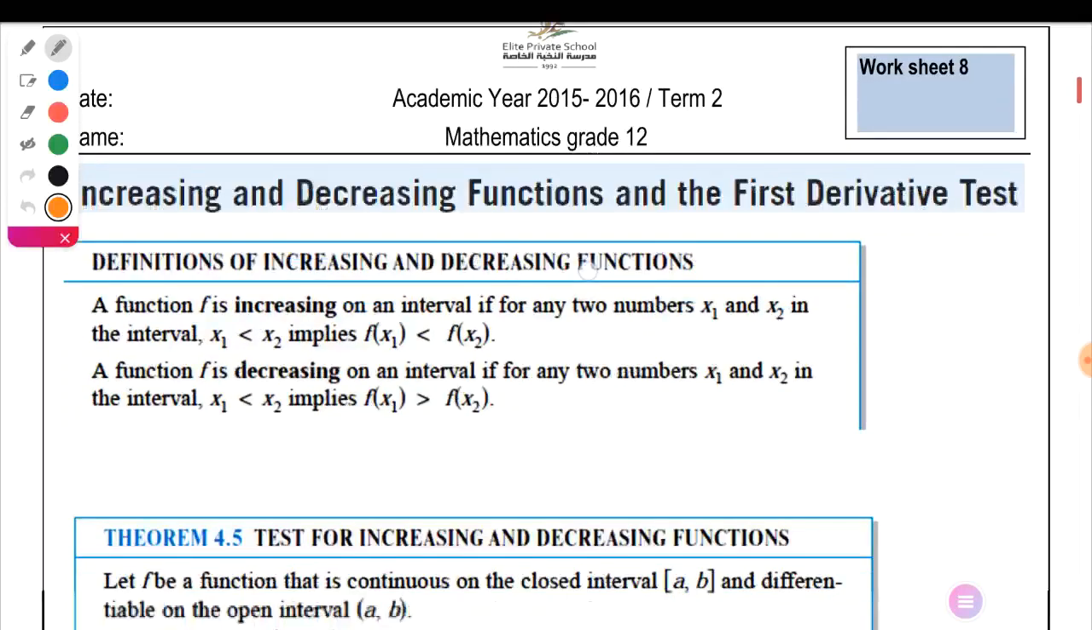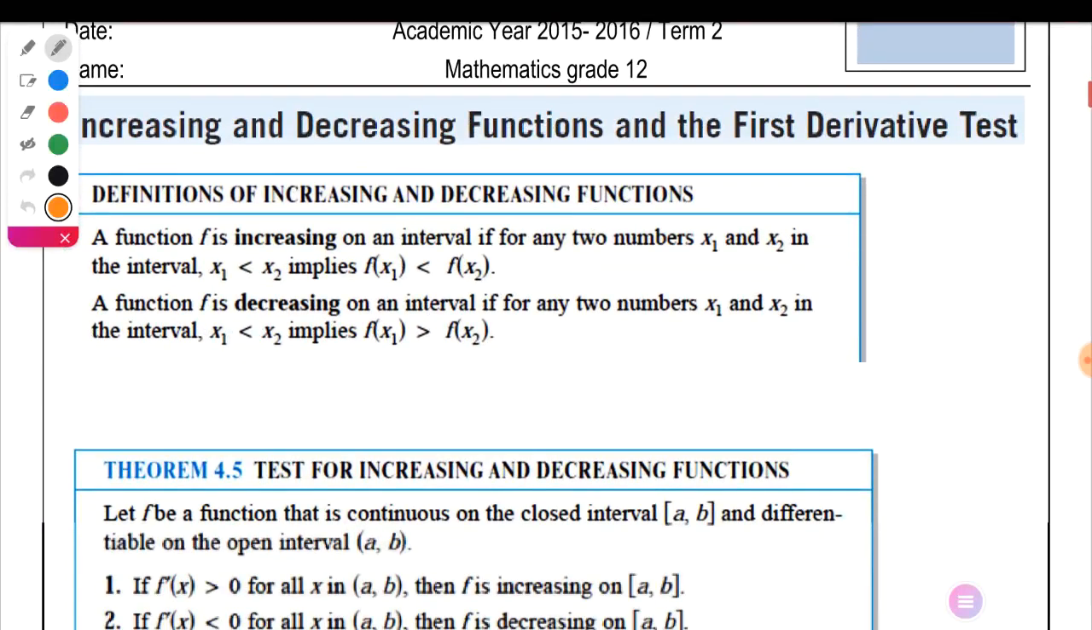What is the meaning of increasing function? We mean that for any two values of x, x1 and x2, such that x1 less than x2, this implies f(x1) less than f(x2). What we mean by f(x1) is y1, and by f(x2) is y2, the corresponding y of x2 and the corresponding y of x1.